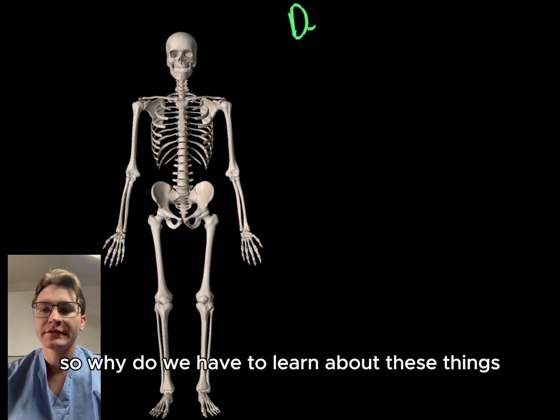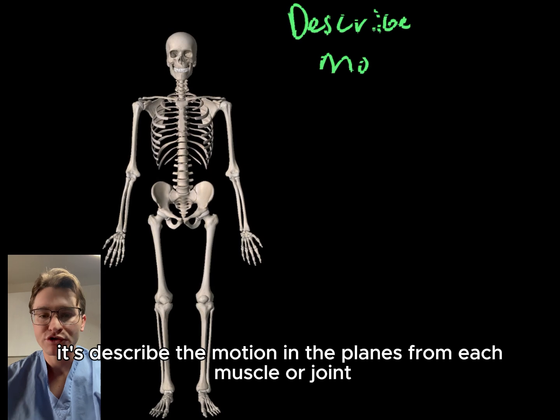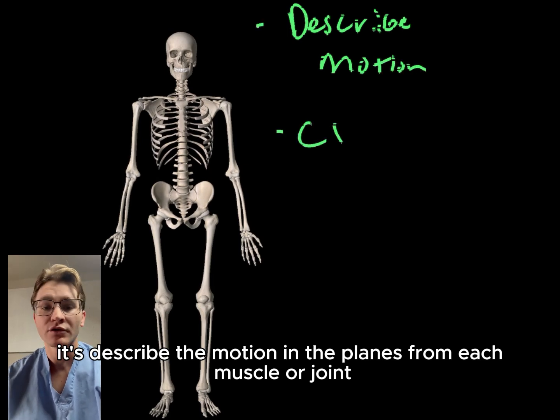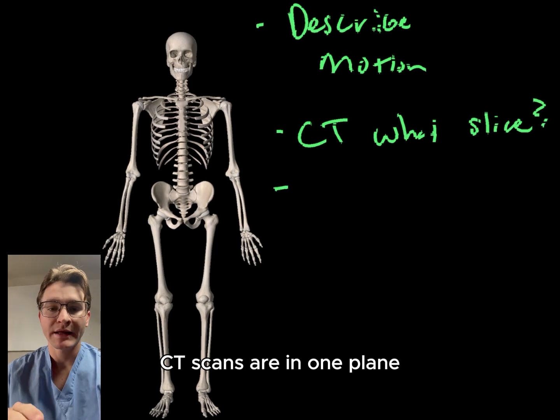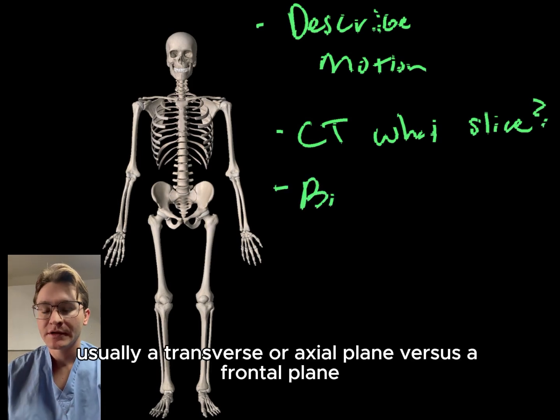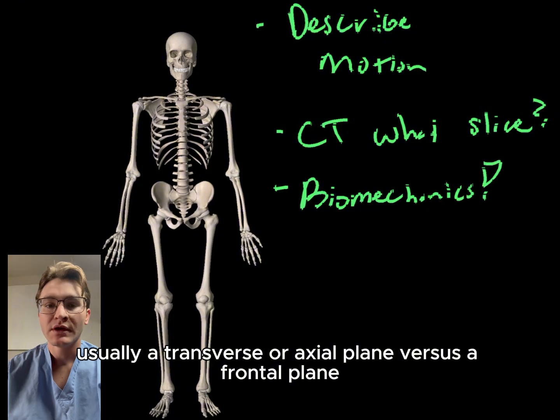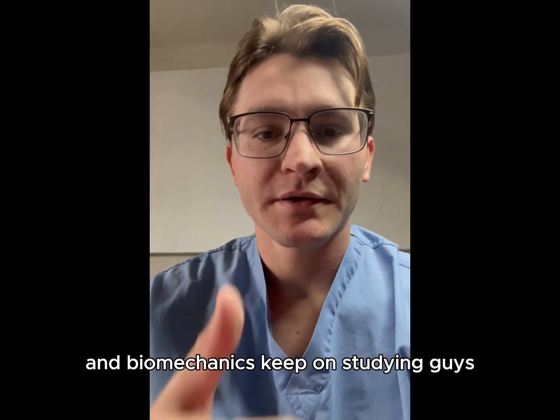So why do we have to learn about these things? It's to describe the motion in the planes from each muscle or joint. CT scans are in one plane, so you have to order usually a transverse or axial plane versus a frontal plane, and biomechanics. Keep on studying, guys.